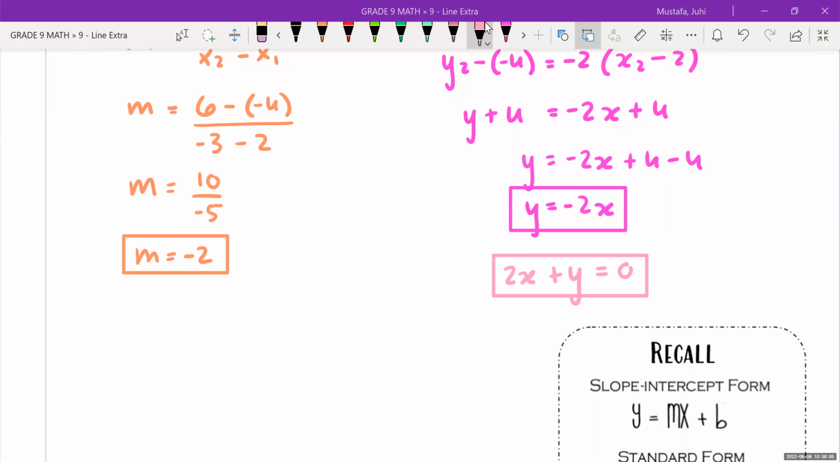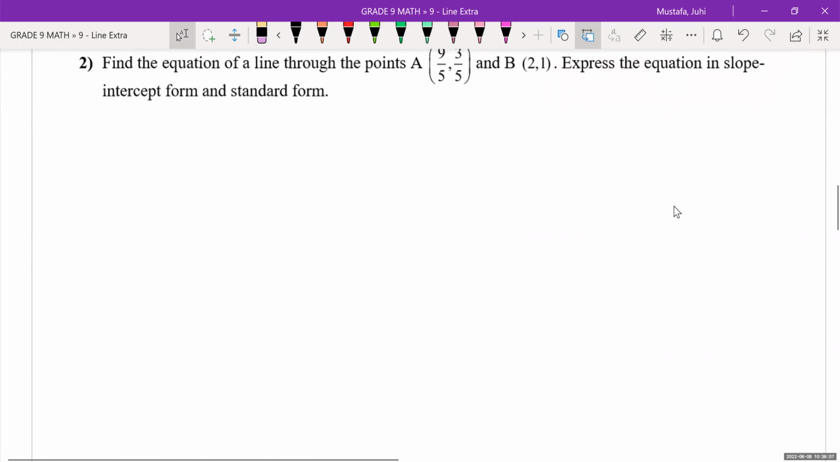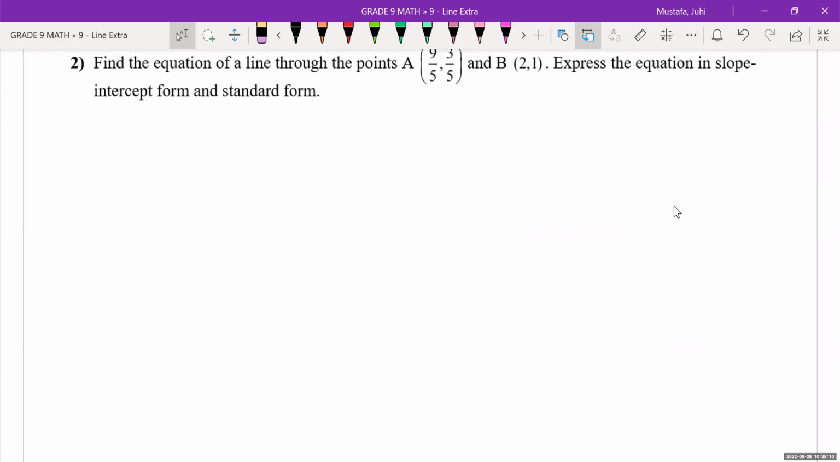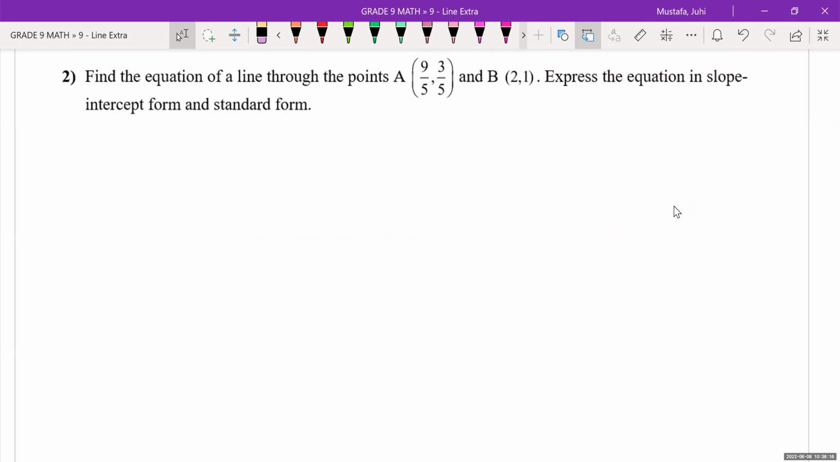All right, example number 2, just like last class, is a little bit harder because I now have fractions and they're just a little bit messier. So let's try this question using the exact same steps. We're going to find the equation of a line through points A, which is 9 over 5, comma 3 over 5, and B, which is 2, comma 1. We're going to express the answer in slope-intercept form and standard form.